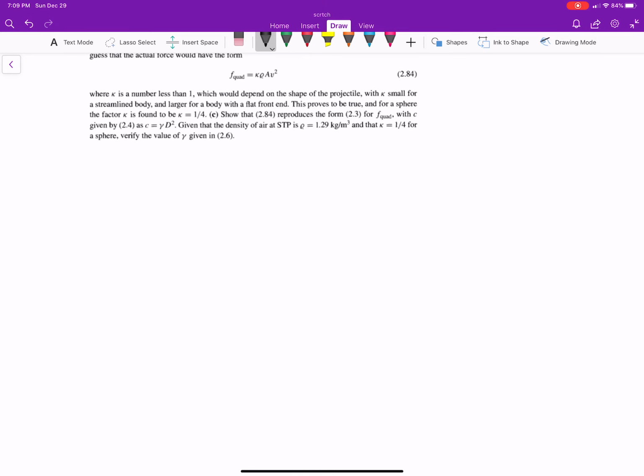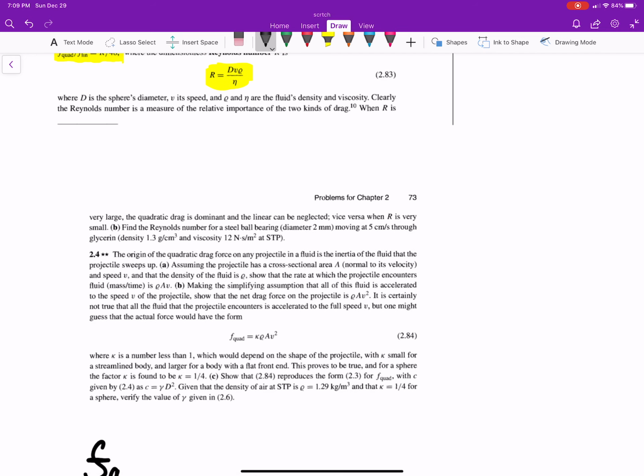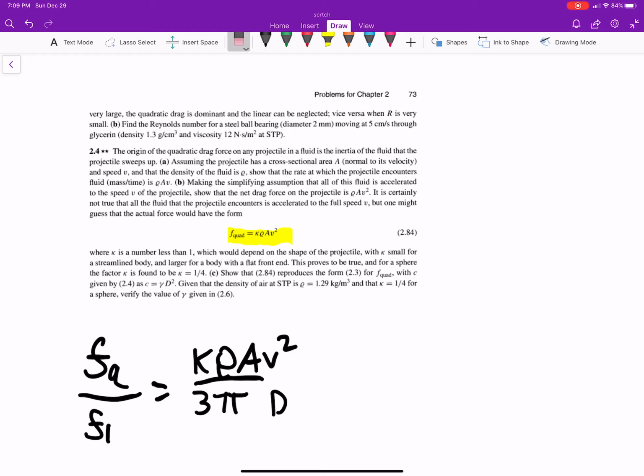Okay, well, the ratio of F quad over F ln, all we have to do is plug in the values they gave us. So F quad's right down here. That's 2.84. So we can just write all that down. And then F linear, we were given in the previous problem, if you guys remember. If not, you can check that one out. Let me write my eta a little bit better. Okay.